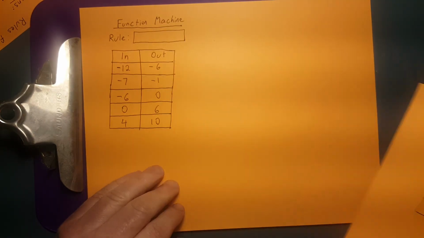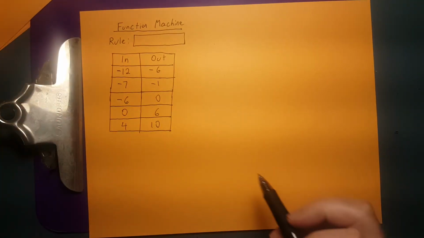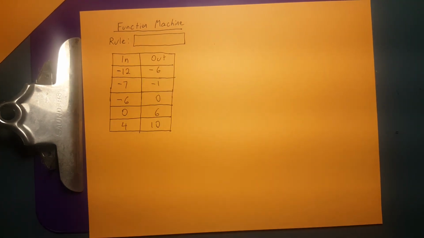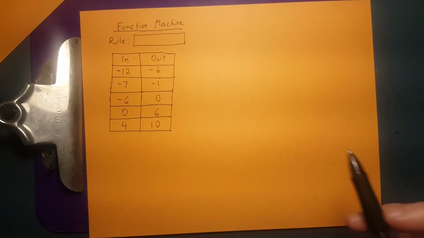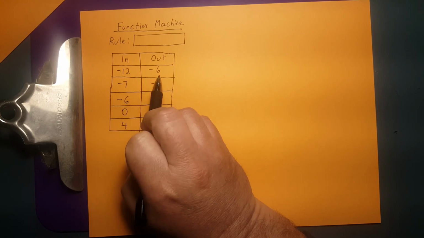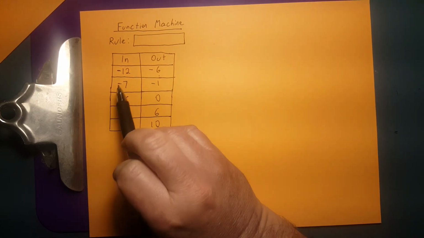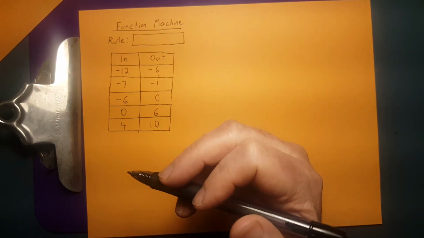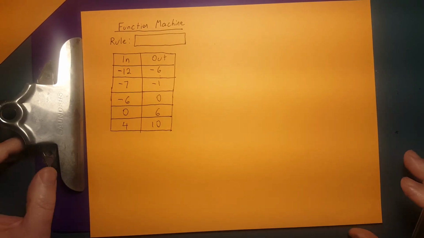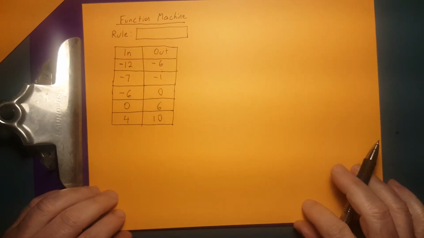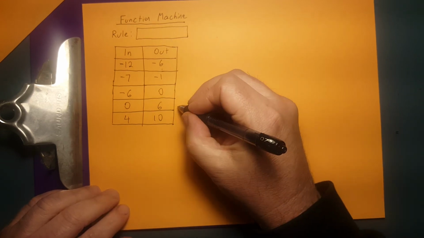All right, last one for today. Sometimes they'll give you all these and you just have to figure out what the rule is. So you have to figure out what happens to this to get that, or what happens to this to get that. Here's my suggestion. Find the easiest one. Which one of these is easiest to figure out? I would come right to this one.